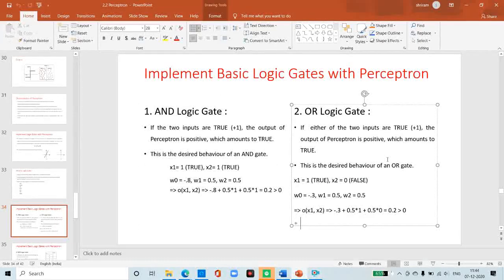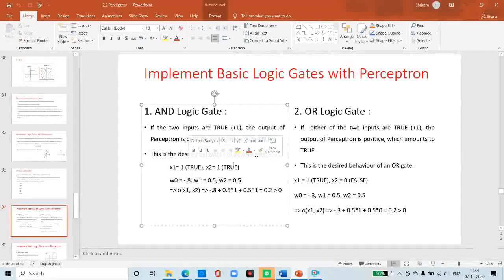Similarly, if we are using the OR, with inputs true and false: 0.3 plus 0.5 into 1 plus 0.5 into 0 equals 0.2, which is greater than 0. So if either of the two inputs is true, plus 1, the output of the perceptron is positive, which amounts to true. In the OR condition, if the first is true and the second is false, then the output is true.